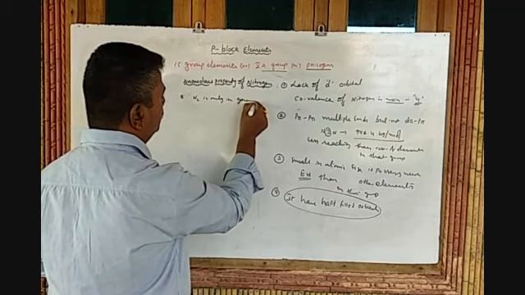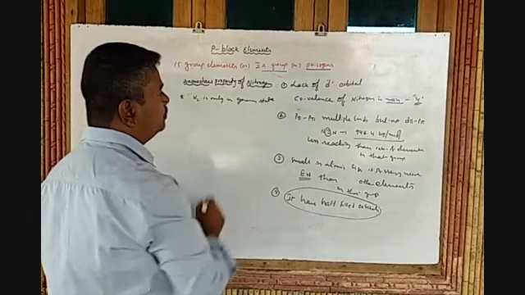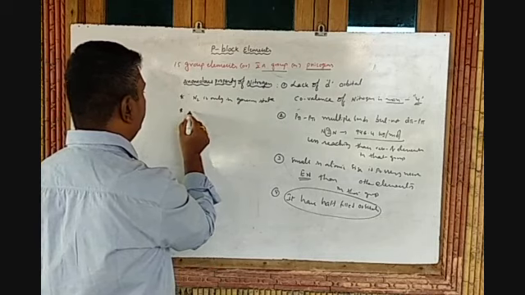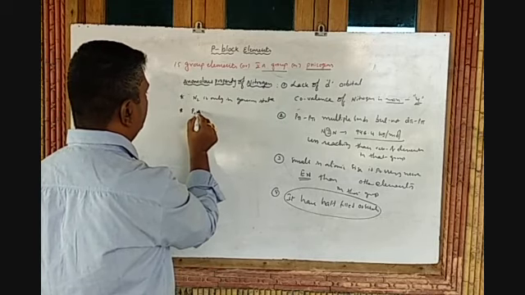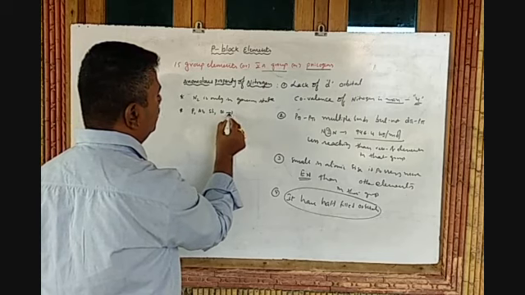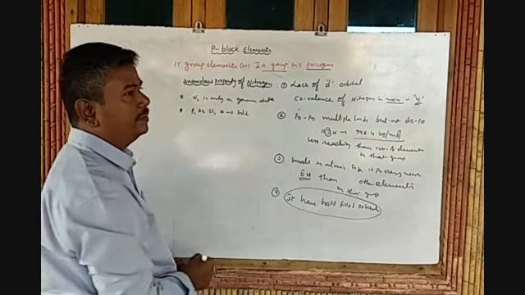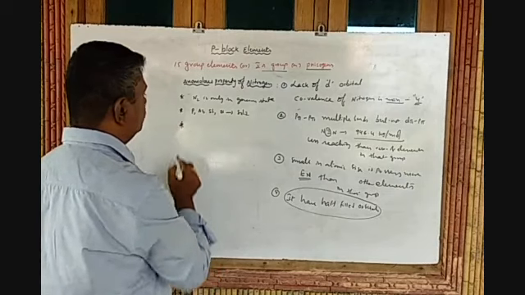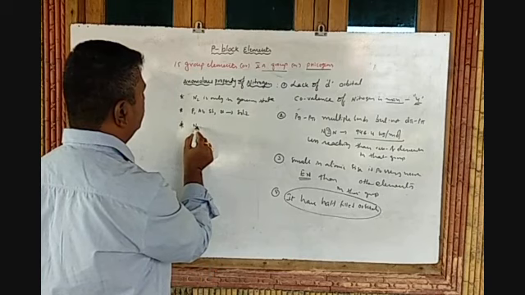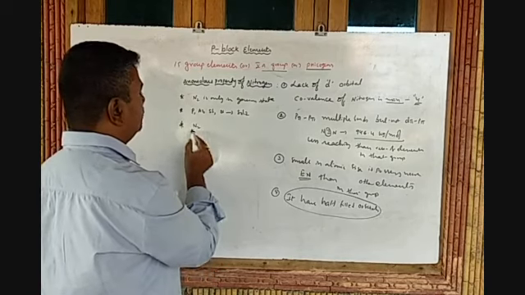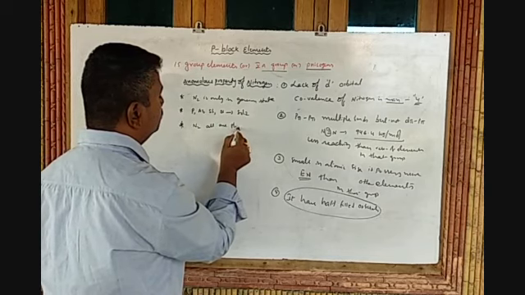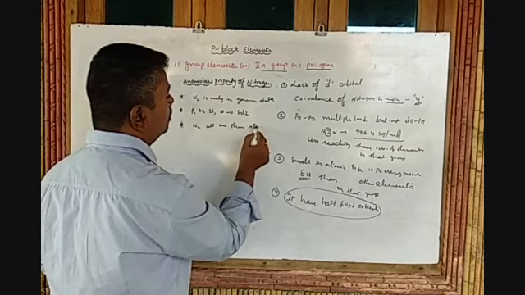is in gaseous state. The remaining are all in solid state. Which ones? Phosphorus, arsenic, antimony and bismuth are in solid state. As well as, except nitrogen, all show allotropy.